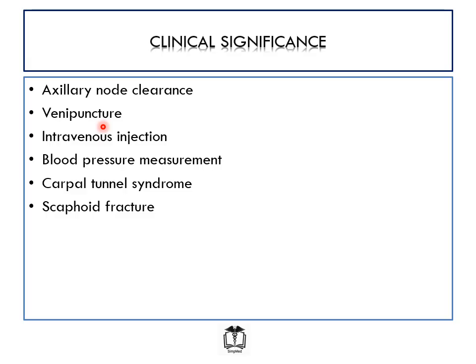In terms of blood pressure measurement, we tend to measure blood pressure using the auscultatory method by placing a stethoscope on the cubital fossa to listen to the Korotkoff sounds. So this is just important. Venipuncture, intravenous injection, and blood pressure measurements are all different clinical applications that we can tag together with the cubital fossa.